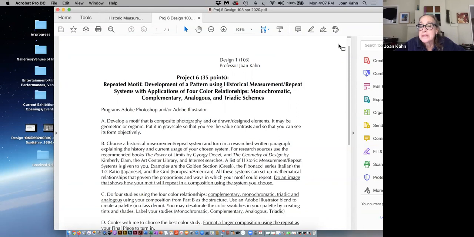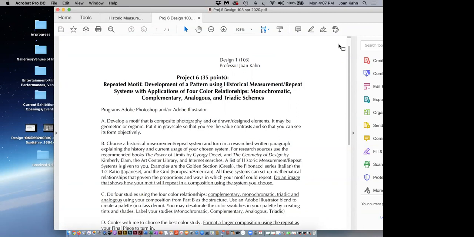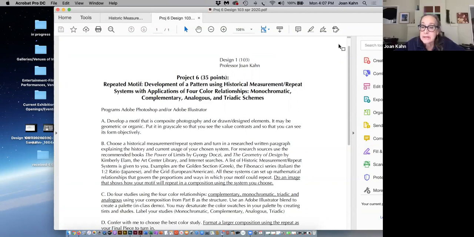There are also measurement systems that dictate how you repeat things, such as geometric progressions, arithmetic progressions, the Fibonacci series. These are all systems that have been found in nature extensively. So none of these are being made up by me. They've been used in design for centuries. So how are you going to do the research to find out about these things?